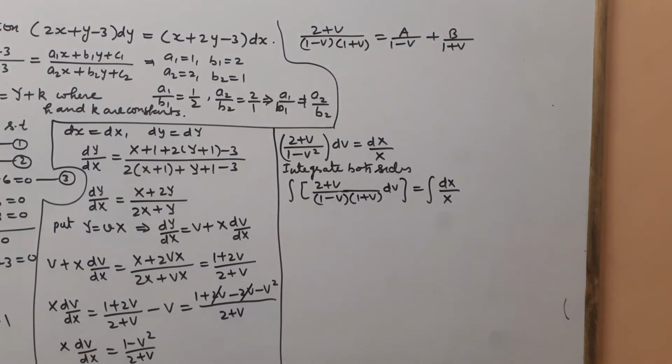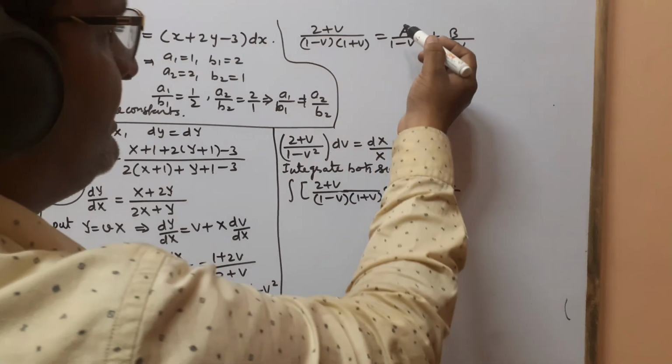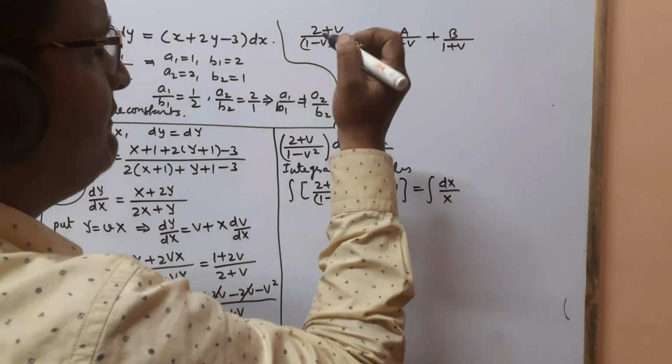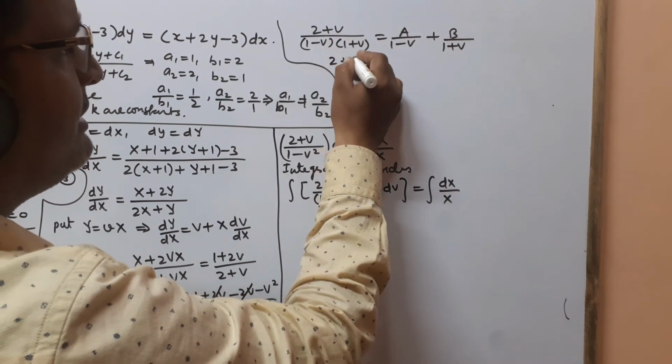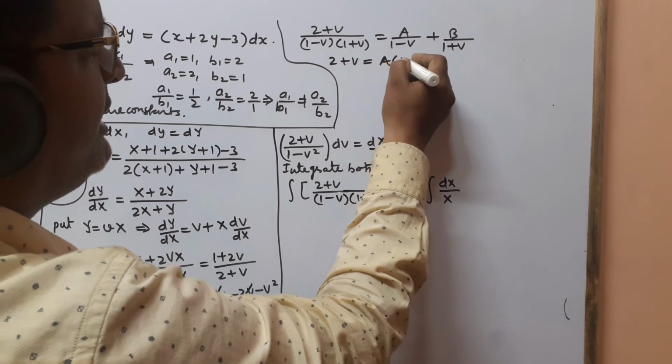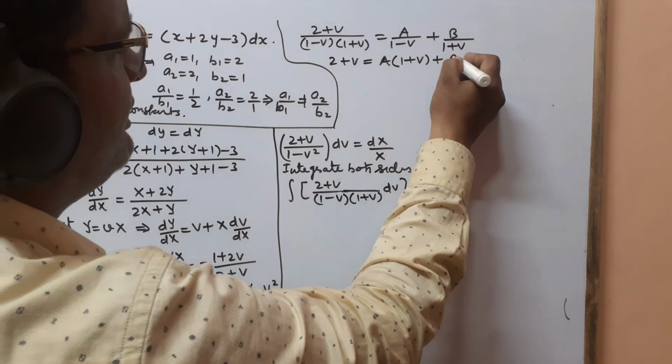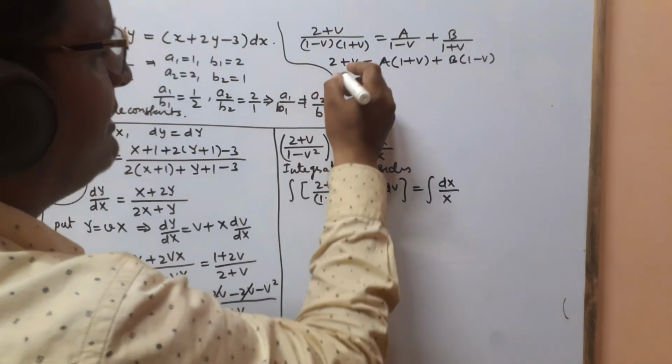Here we do partial fraction of (2 + v) upon (1 − v²). So it can be written as a upon (1 − v) plus b upon (1 + v). Now taking LCM on both the sides, we get 2 + v is equal to a multiplied by (1 + v) plus b multiplied by (1 − v).